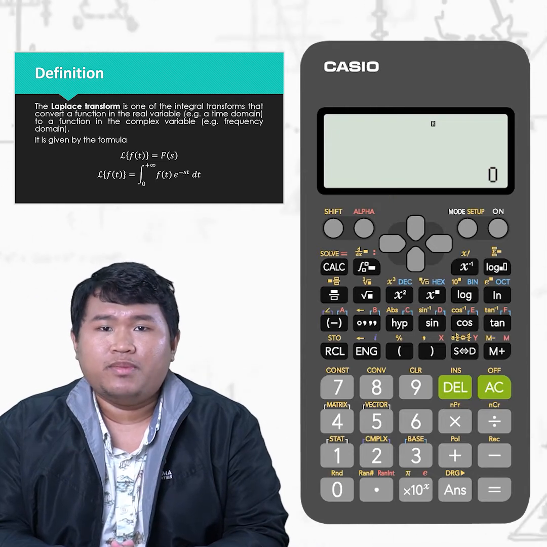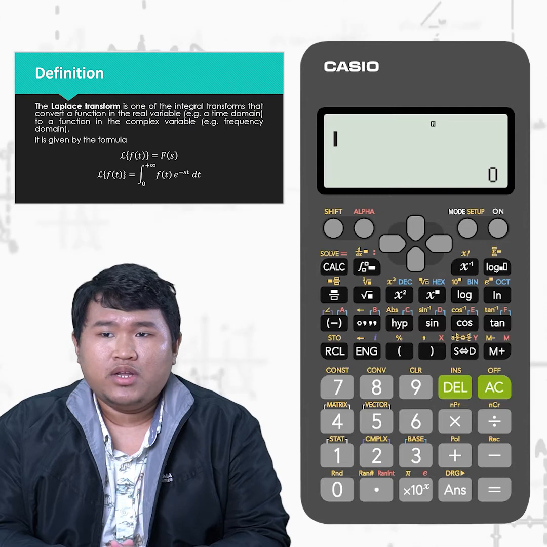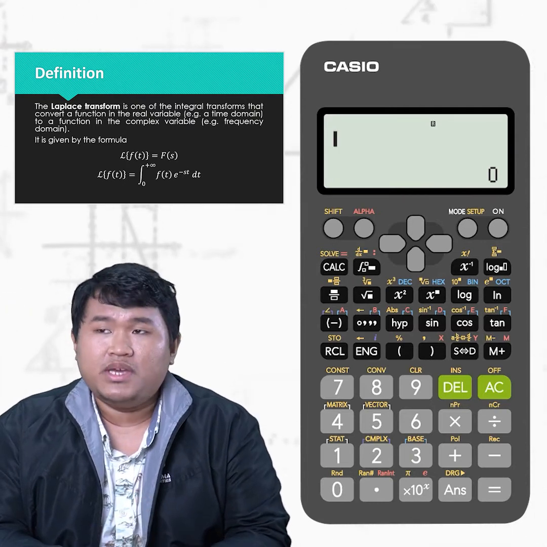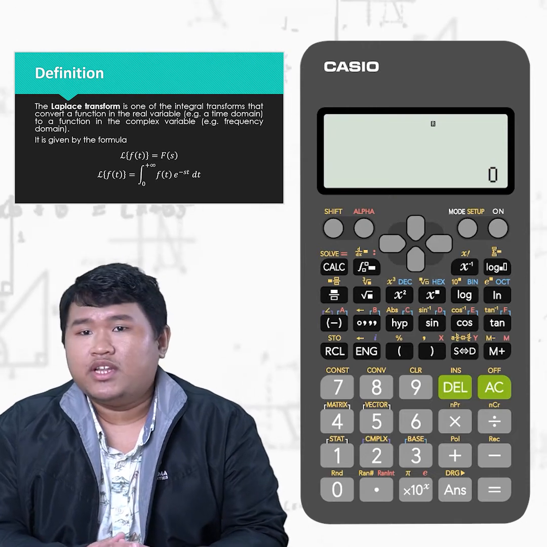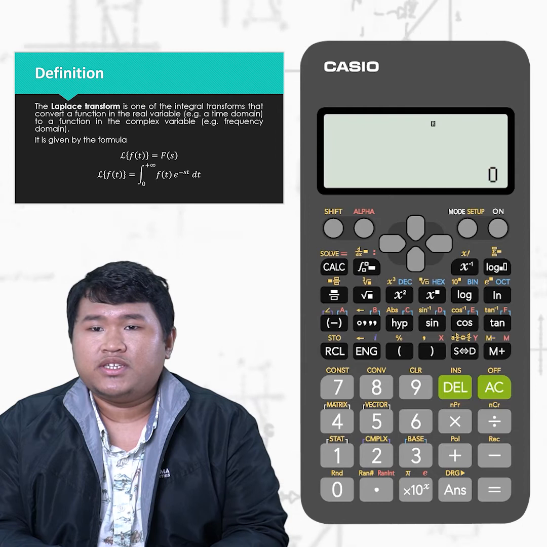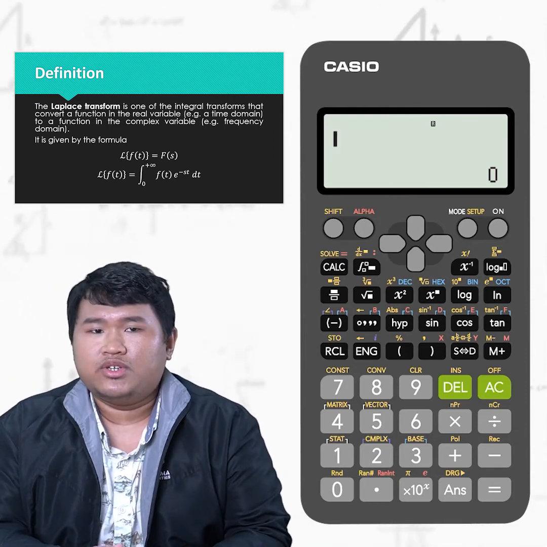Now, the Laplace transform has many applications, especially in civil engineering. For example, many of the behaviors in civil engineering, such as deflection of beams, can be expressed as a differential equation. And one way to solve differential equations is to express them in terms of Laplace and then convert back to get the solution.